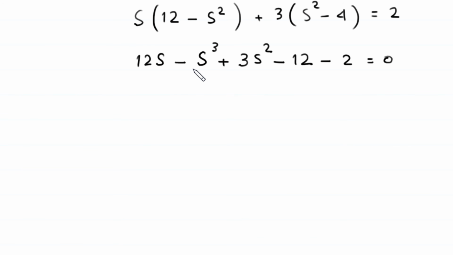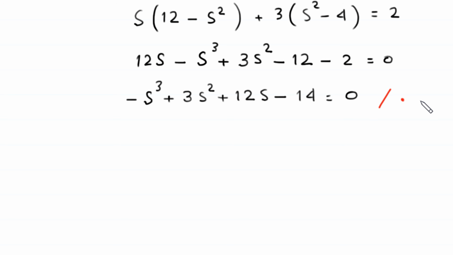Rearrange and further simplify, then this will become negative s cubed plus 3 times s squared plus 12 times s, negative 12 minus 2 will become negative 14 equal to 0. So to make this negative s cubed positive, we multiply the whole equation by negative 1. So this will become positive s cubed minus 3 times s squared minus 12 times s plus 14 equal to 0. Now this is the cubic equation.